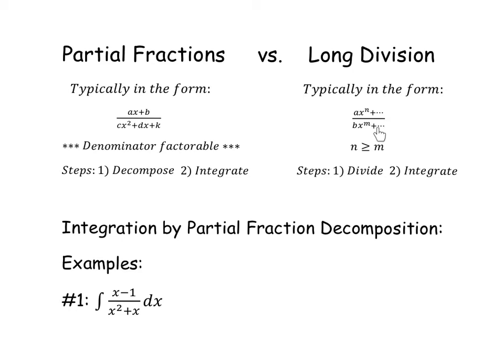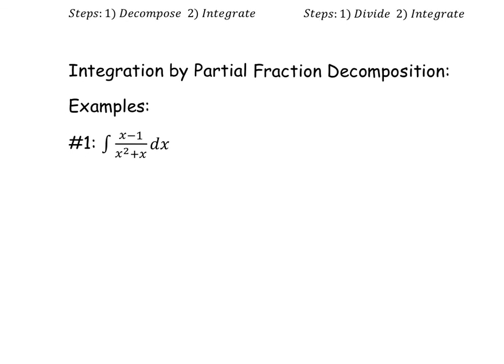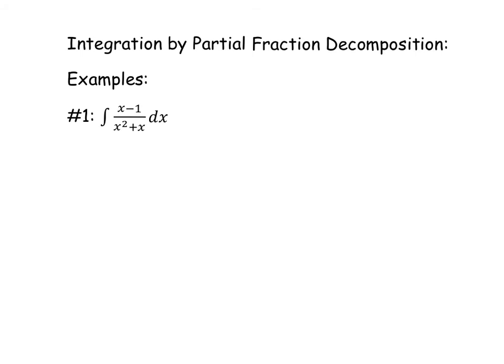Whereas long division typically comes in the form of some polynomial over another, where the degree of the numerator, in this case n, is greater than or equal to the degree of the denominator. So we're going to divide and then integrate. Now, of course, if you can use a u sub, skip both of these methods, or any sort of traditional methods, because these are not the most efficient. They work. They're just, how shall I say, a sledgehammer for the job of potentially a ball peen hammer. So anyways, let's look at an example of integration by partial fraction decomposition.